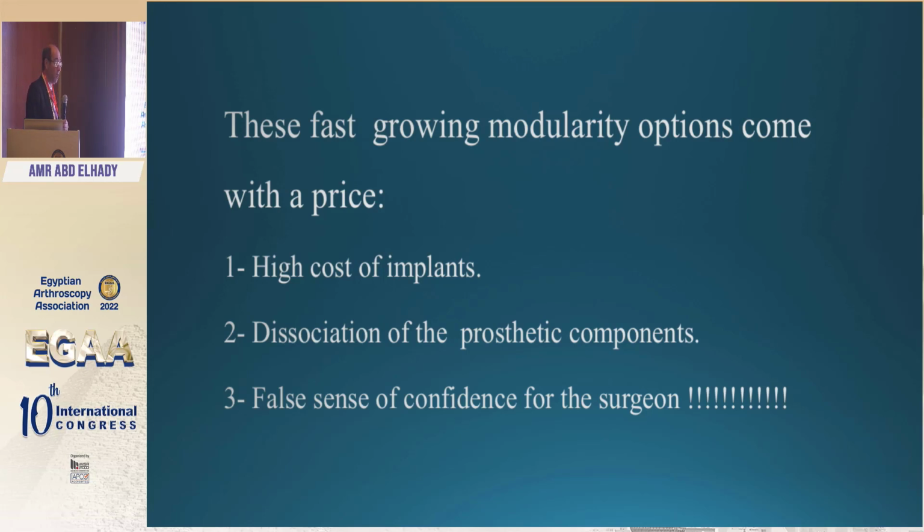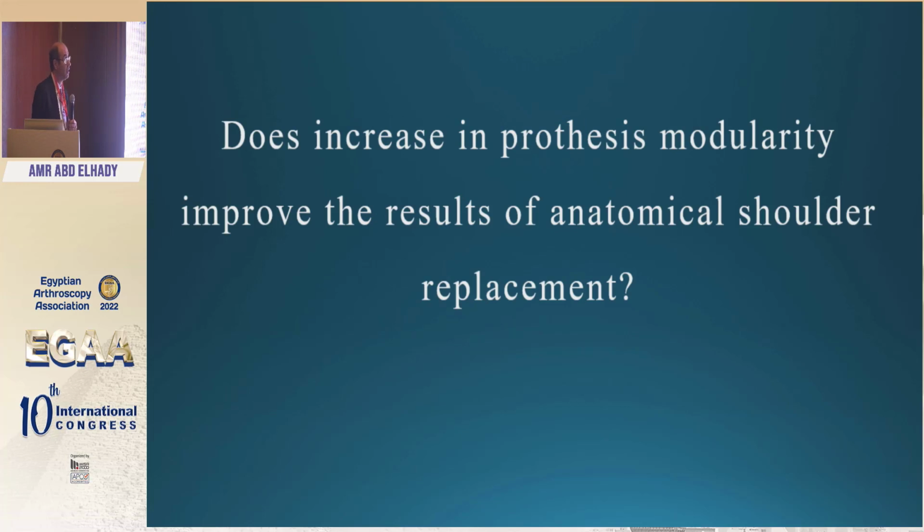A high cost of implant, dissociation of the modular components, and the most important thing, a false sense of confidence of the surgeon that this modularity can correct everything, you can do it, and can balance everything. So here's the question: does the increase in prosthetic modularity improve the results of anatomical shoulder replacement?